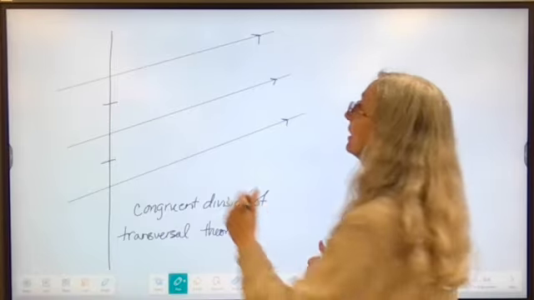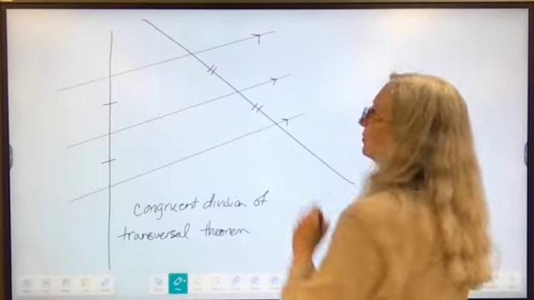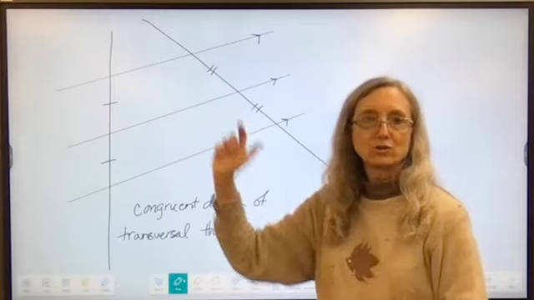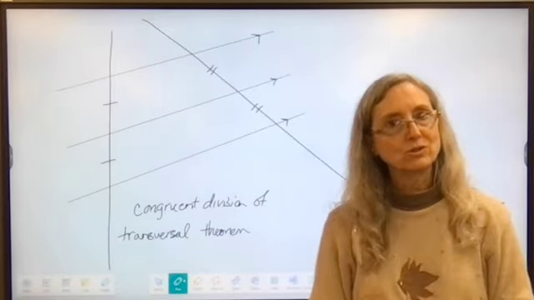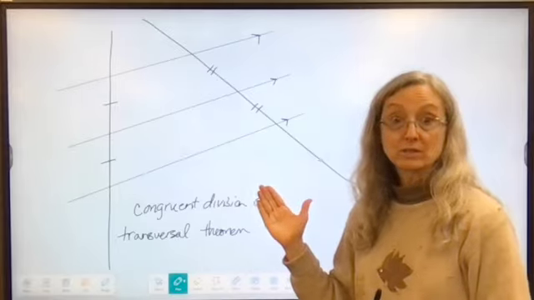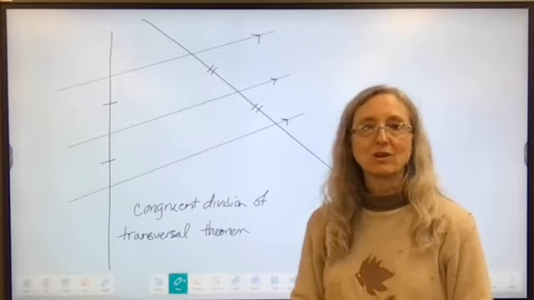So if I drew another transversal like this, then these 2 segments would also be congruent. Since those are, so are those. That's the congruent division of transversal theorem, but basically that's what it means. And that's why it works, because the fact that these are congruent means my parallel lines are evenly spaced.